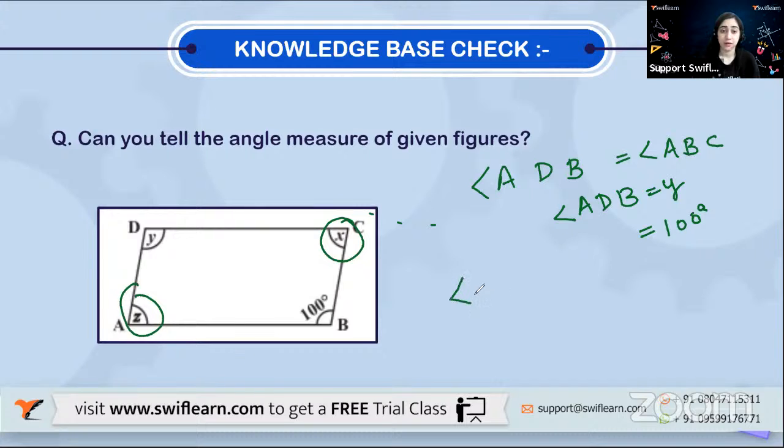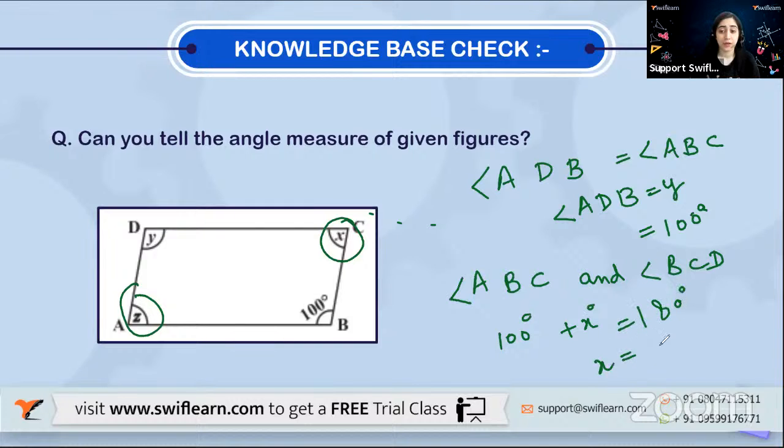See, we know angle ABC and angle BCD. What are they? They are supplementary angles, right? So the sum of these two angles will be 180 degrees. So when we add, this is 100 degrees plus angle X degrees will be equal to 180 degrees. We know this. Perfect with this? Okay. Similarly, we also know that angle X is equal to angle Z. That means angle Z will also be equal to X.